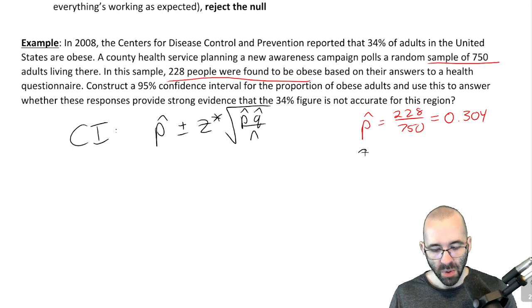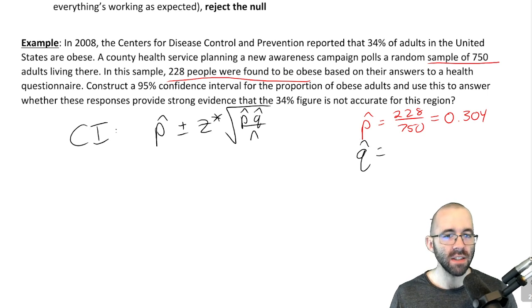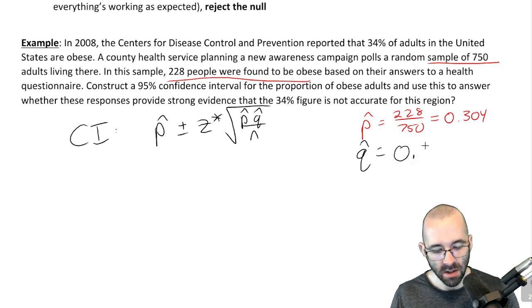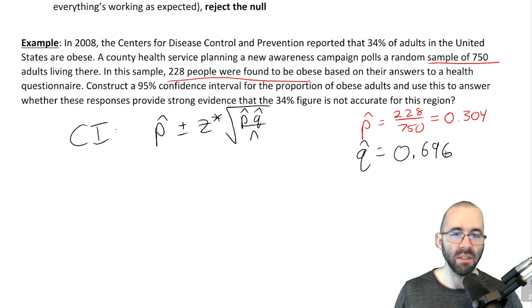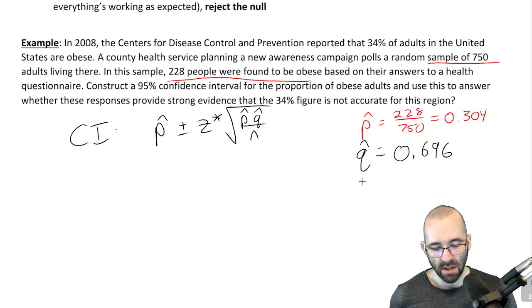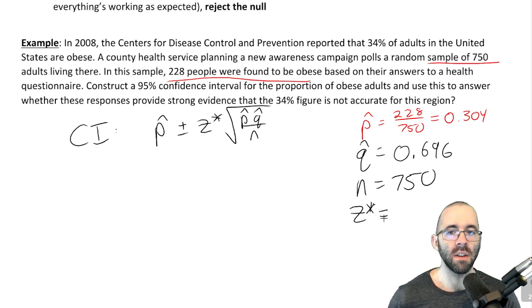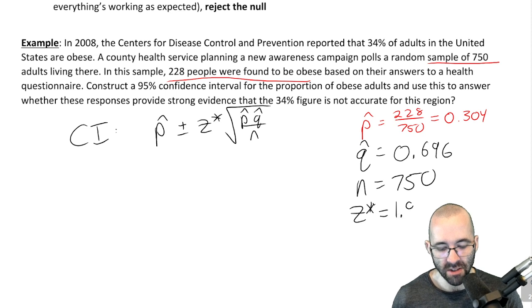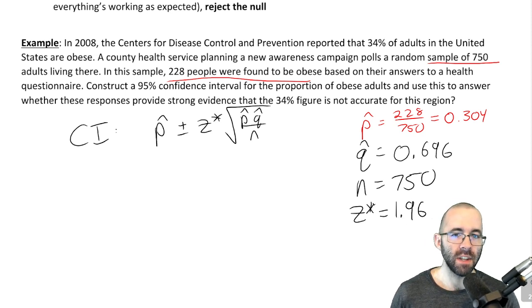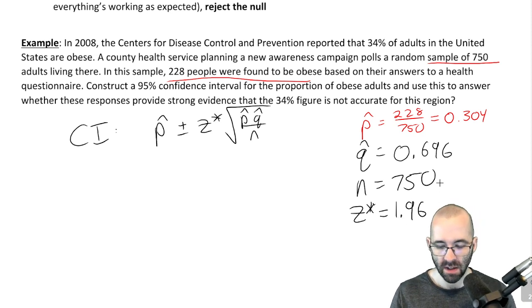So if that's the case, what is q hat? q hat's just what's left over. p hat is what proportion were obese in our survey. q hat will be what proportion weren't. It's 1 minus p hat, 0.696, I believe. n, we already said, was 750. What's our critical z-score? Well, for a 95% confidence interval, 1.96.